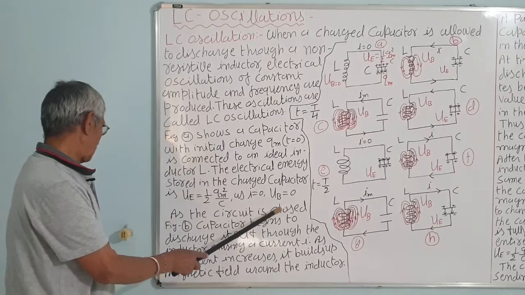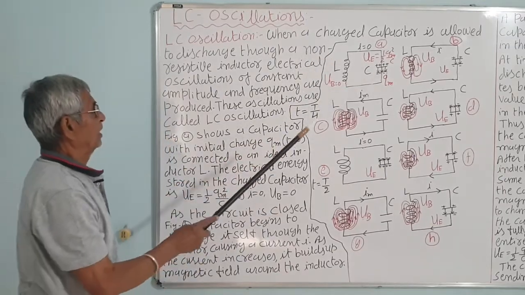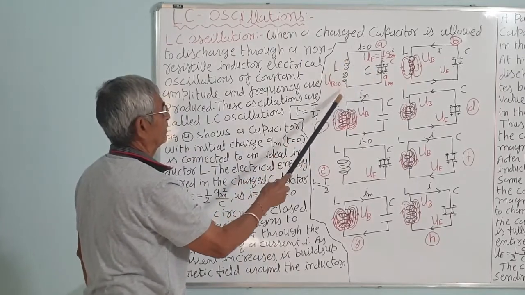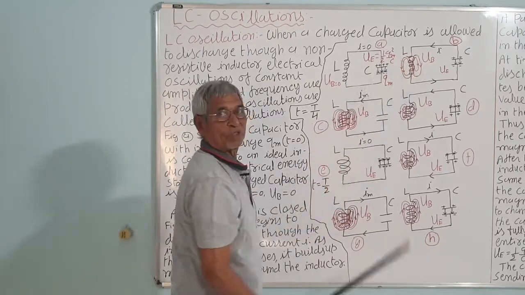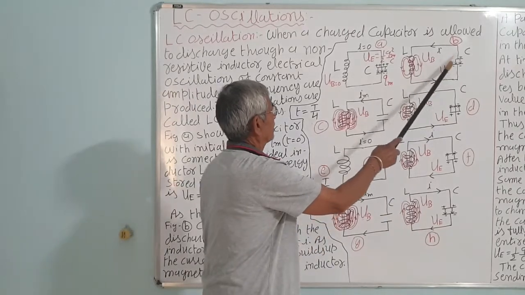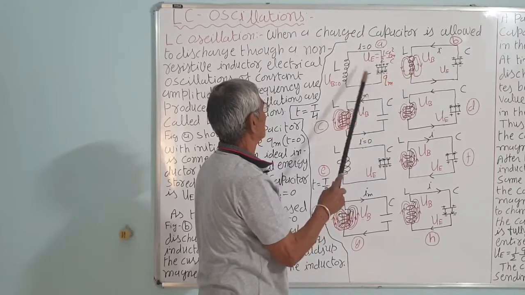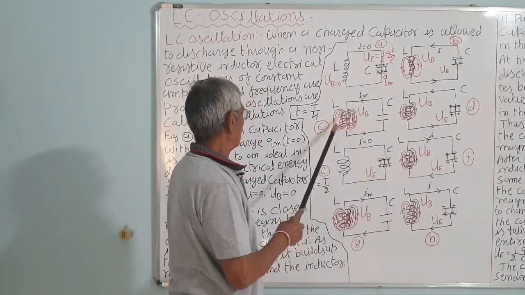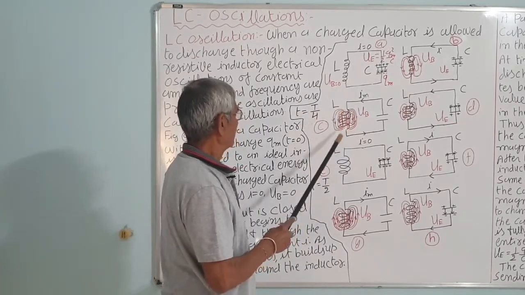As the circuit is closed, the moment the circuit is closed, the capacitor will start discharging, and the electrical energy will decrease and the magnetic energy will increase, and current flows in the circuit. So the inductor stores the energy in the form of magnetic field energy, and the capacitor's energy decreases. This half Qm square by C decreases, whereas this increases, correct. When it is fully charged, that is time t is equal to quarter cycle, T by 4, correct.